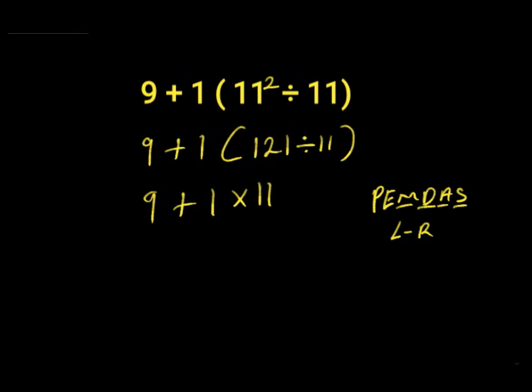Our multiplication is 1 times 11. 1 times 11 is still 11. Then we have 9 plus 11. 9 plus 11 will give us 20. 20 is the right answer to this expression.